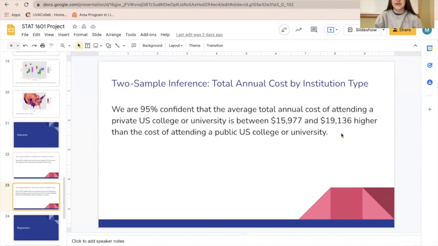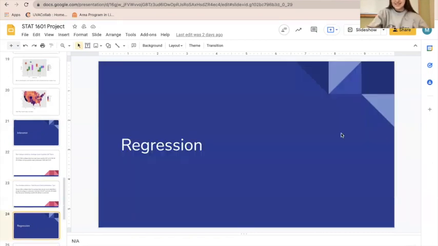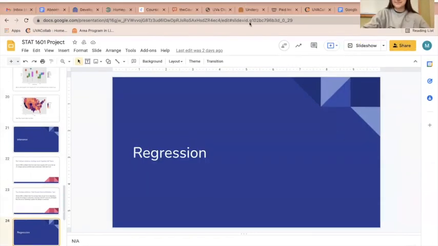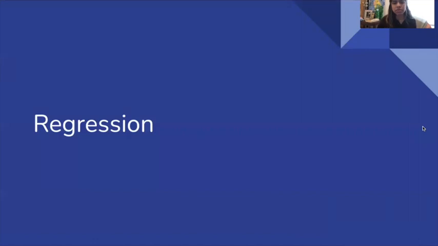And then next, our two sample inference is the total annual cost by institution type. We are 95% confident that the average total annual cost of attending a private US college or university is between $15,977 and $19,136 higher than the cost of attending a public US college or university. And next is regression. Next, we'll move on to regression.